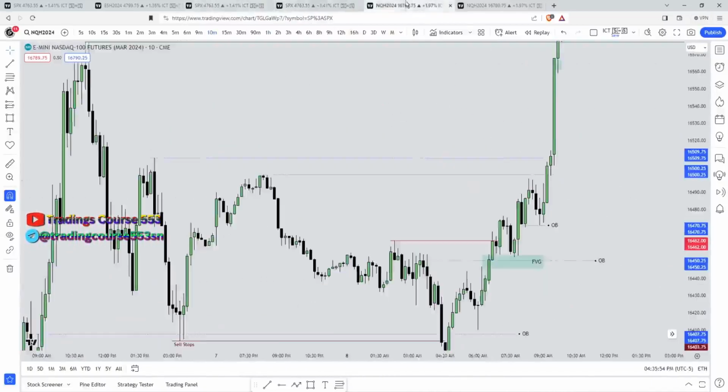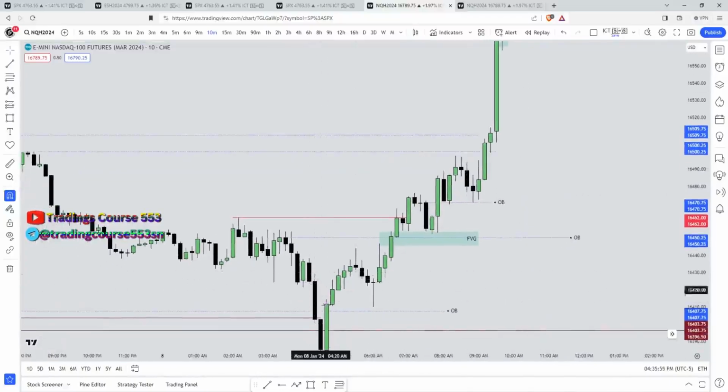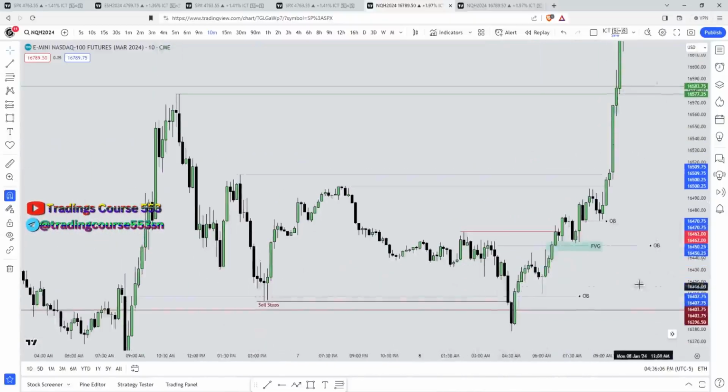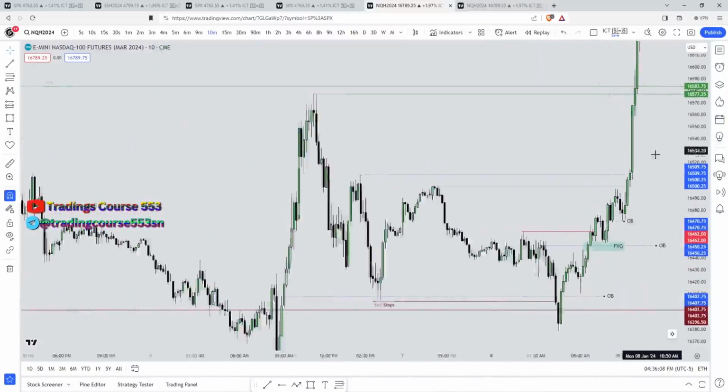Down close candles are acting as support. Price is returning to these down close candles right here, supporting that. Price trades higher, returns back to the down close candle here, trades higher, returns back to the down close candle, trades higher. Then it just starts to run immediately for the buy side.